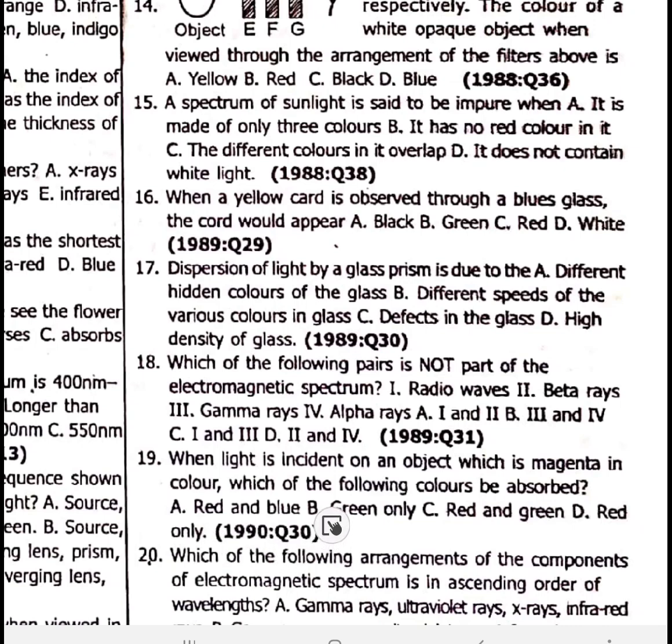19 is B. When light is incident on an object which is magenta in color, which of the following colors are absorbed? Green, because blue and red give you magenta. So green is absorbed while red and blue are reflected. Also, you should write this down. Cyan equals blue and green. Blue and green equals cyan.